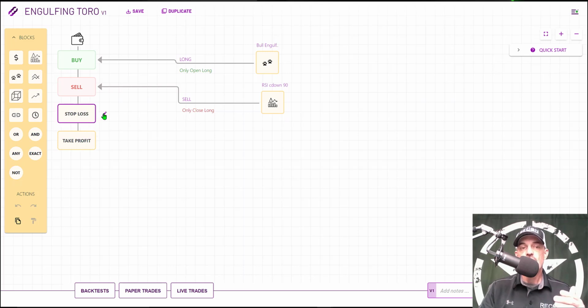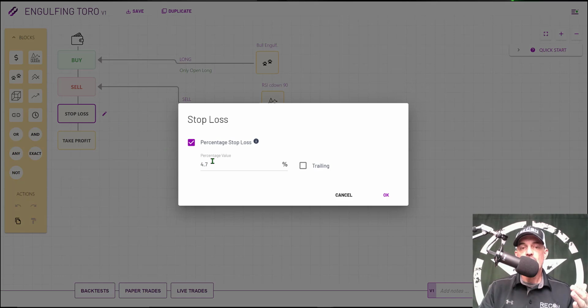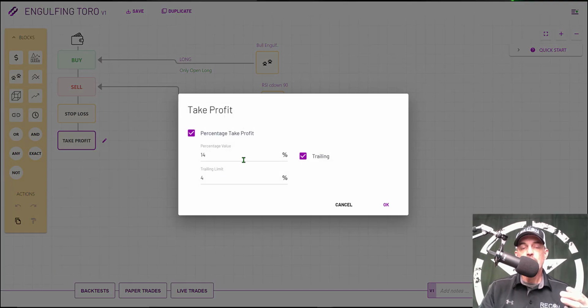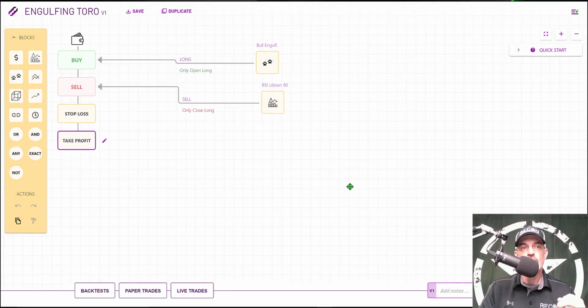And in this situation, I have a stop loss set up, and that stop loss is set at 4.7%. And my take profit, you'll see, is set at 14%. So I'm right around a 1 to 3 risk versus reward when it comes to my stop loss and my take profit targets. And I do have a trailing limit of 4% turned on, and it seems to work all right in this particular case. Now that's just a quick overview.